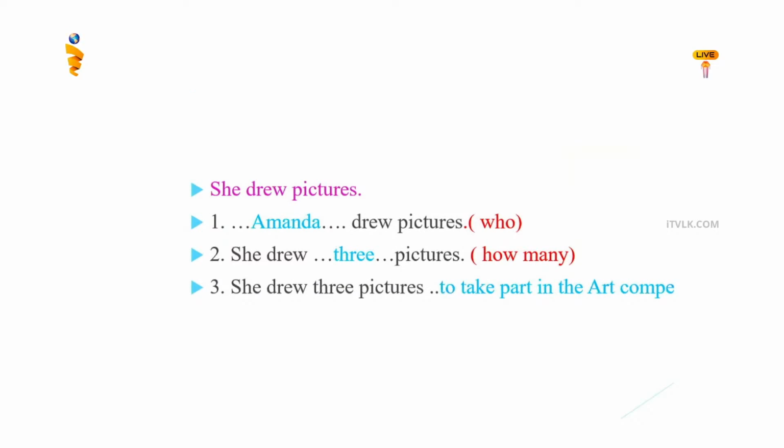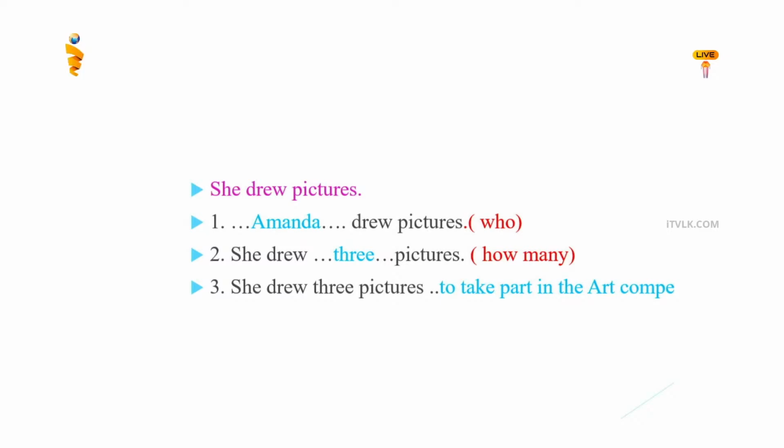Amanda drew pictures. Who drew pictures? Amanda drew pictures. How many pictures did she draw? She drew 3 pictures. And why did she draw pictures? She drew pictures to take part in the art competition.